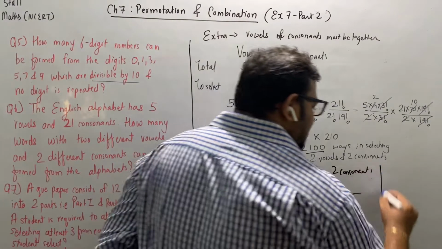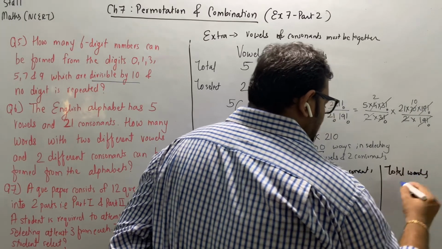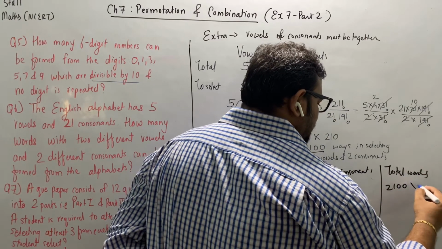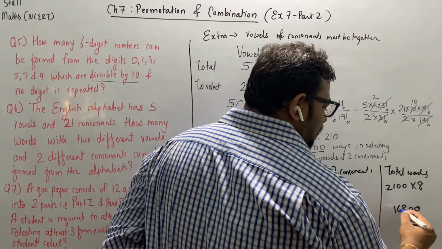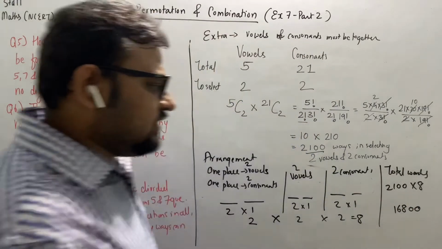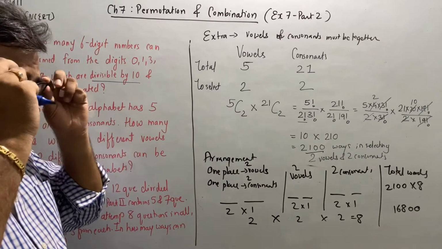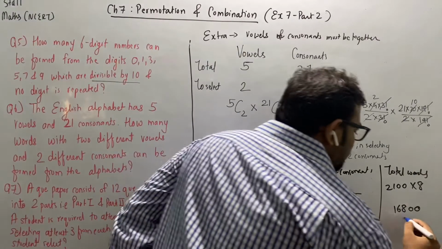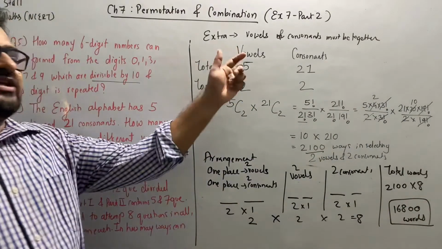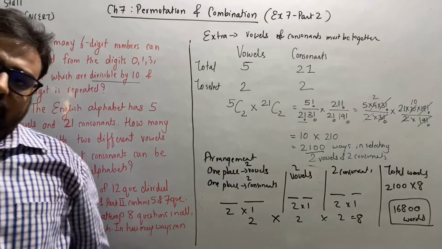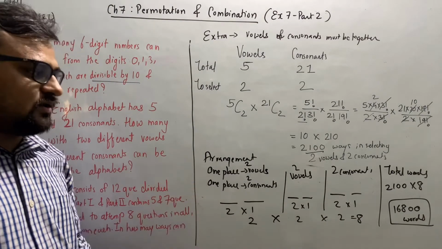So the total words will be equal to 2100 into 8, which is equal to 16800. Okay? Clear? That will be 16800 words such that consonants and vowels are together. Clear? So note down this part for the extra one. Okay?